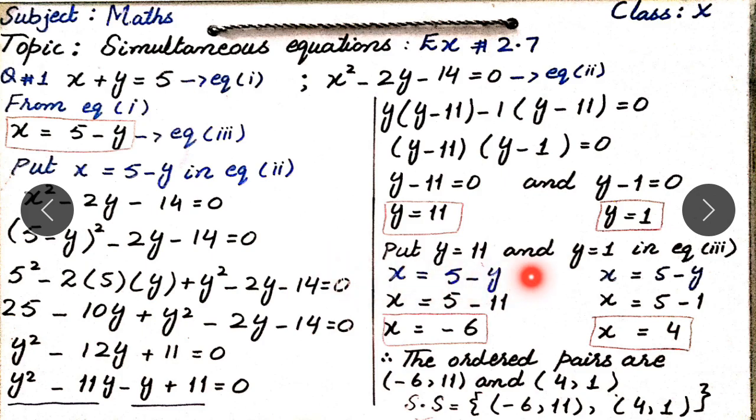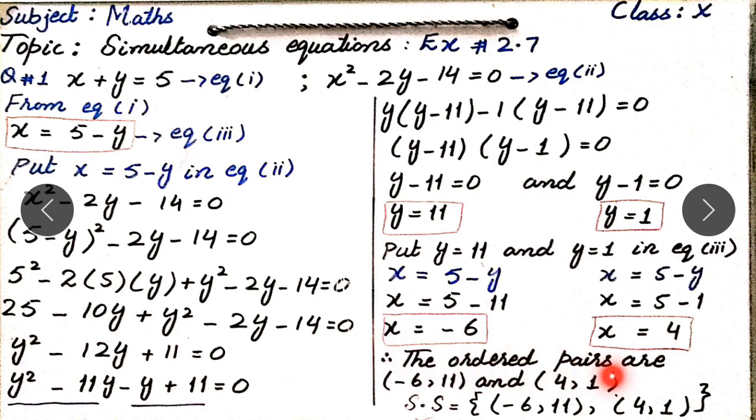Put y is equal to 11 in the equation x is equal to 5 minus y. Here the value of y is 11, and by subtraction we will get minus 6. Now put the value of y as 1 and you will get 4 as the value of x. Now we can see here that the value of x is also a number, it is not in terms of y. So here we have the values of x and y.